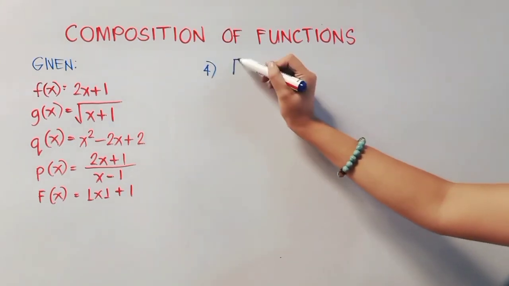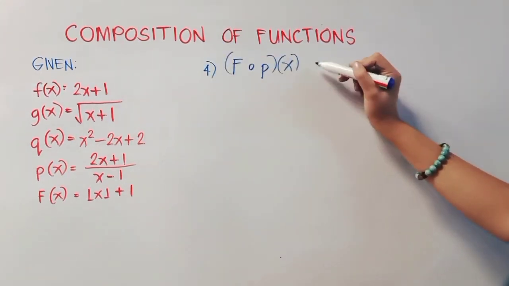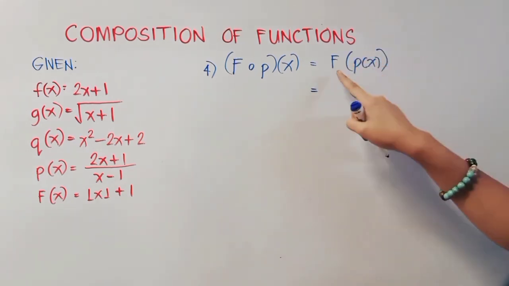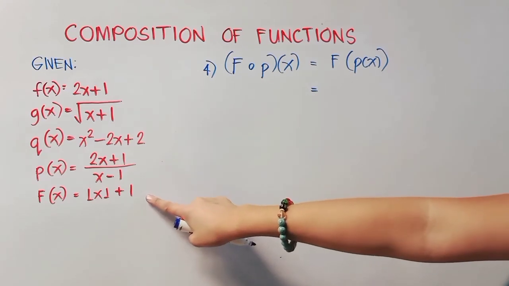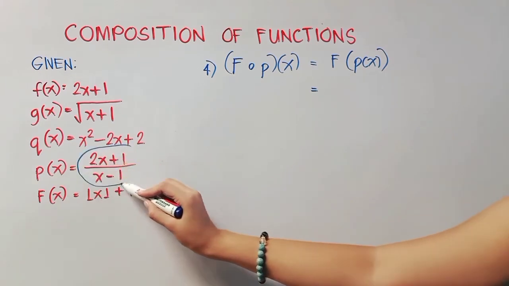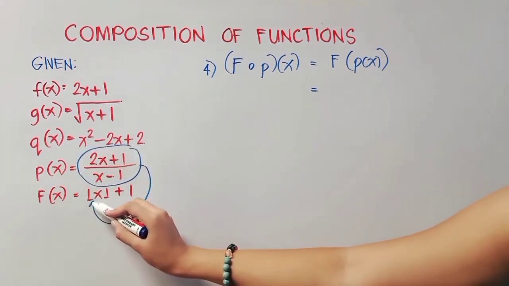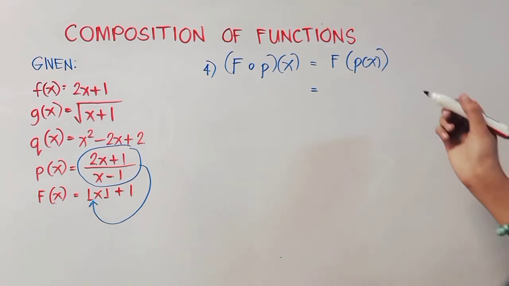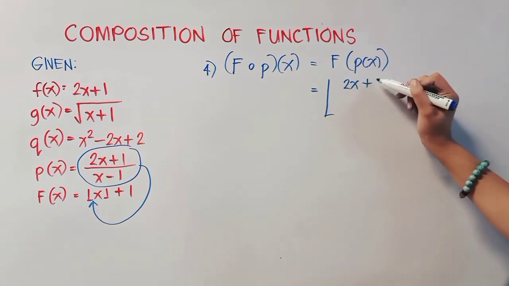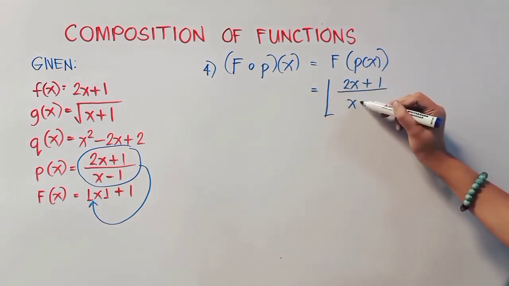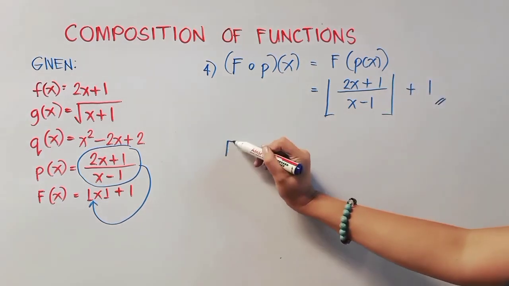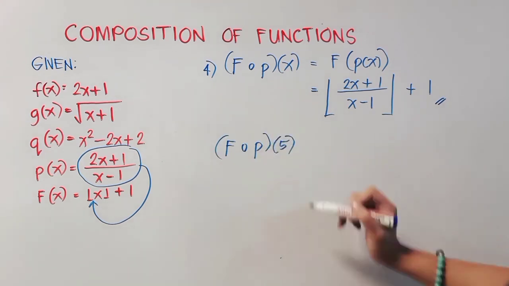We are now on our last item, capital F of p of x. So we will be using here the function of capital F, but our x will be replaced by the entire p of x. So this one will be the value of our x. So we have here the floor function of 2x plus 1 all over x minus 1, and then copy plus 1. Now what if we have this given?